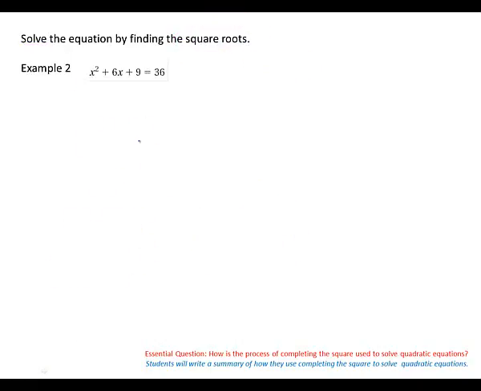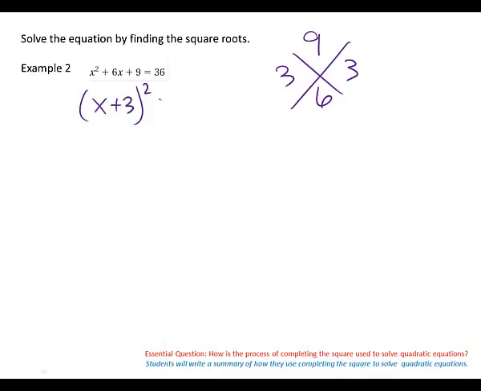Let's take a look at the next one together. So what do I need to do on the trinomial? Magic X. So two numbers that multiply to 9 and add to 6. 3 and 3. Notice these are all pretty, right? And they're all the super cool ones. So x plus 3 squared equals 36.